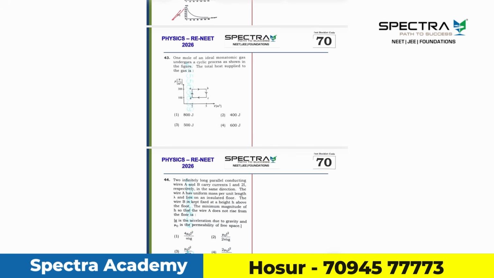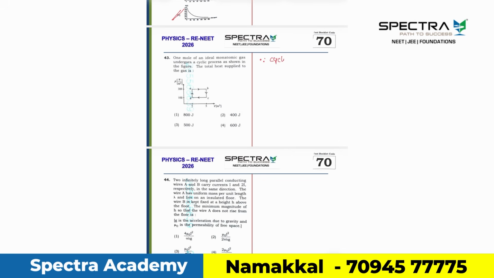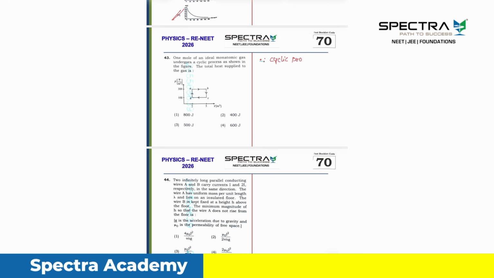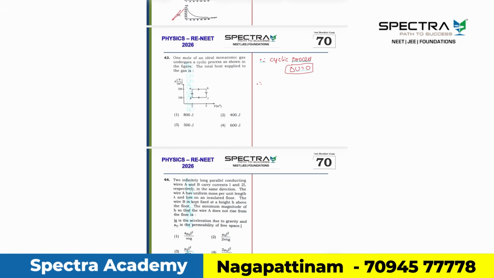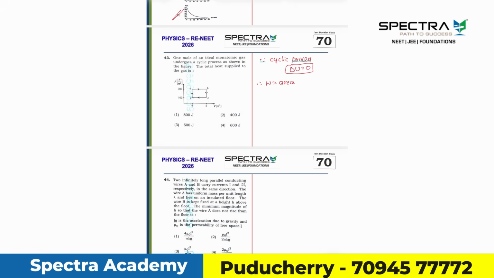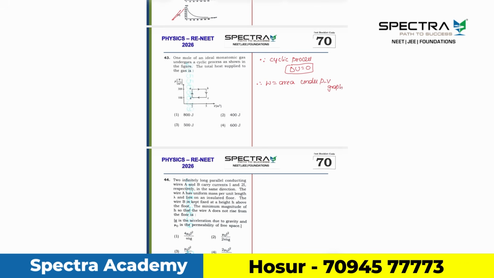1 mole of an ideal monatomic gas undergoes a cyclic process as shown in the figure. Since it is a cyclic process, what can you say here? Delta U will become equal to 0. So therefore, calculate the amount of work done. The amount of work done is equal to the area under the PV graph, okay. So therefore, calculate the work done.